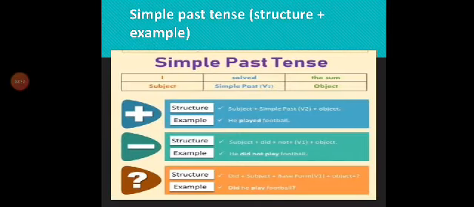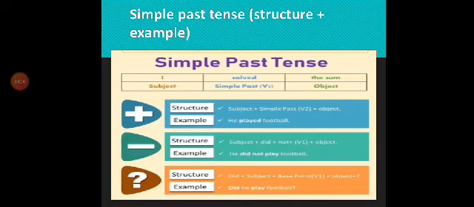Now we are moving towards the negative, interrogative and affirmative of these types of the past tenses. The first form is simple past tense. I solved the sum. This is the affirmative sentence. We only use not in making it negative.